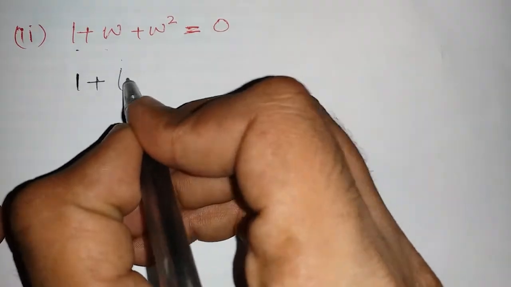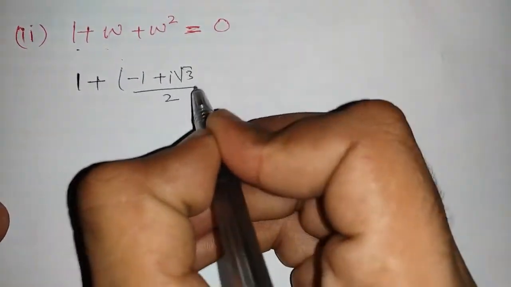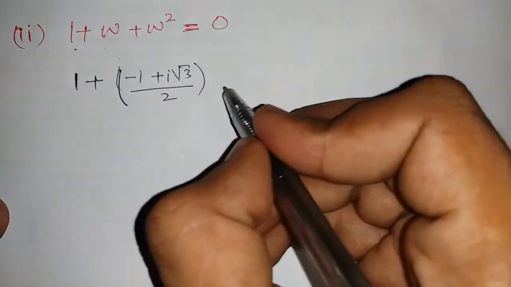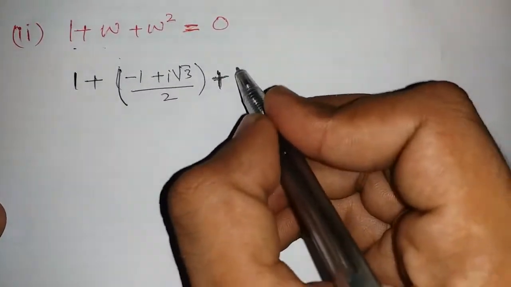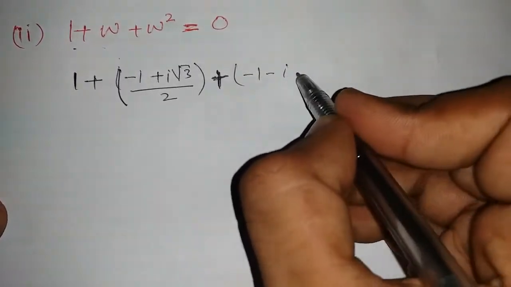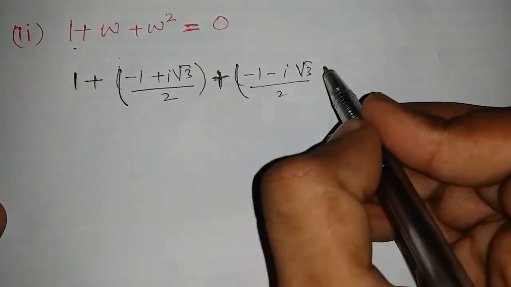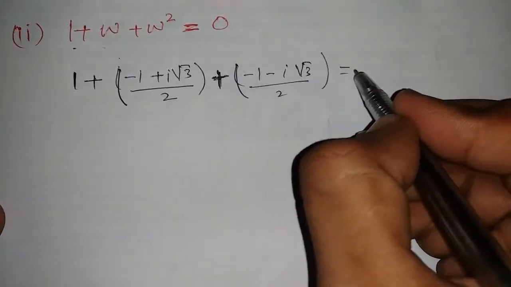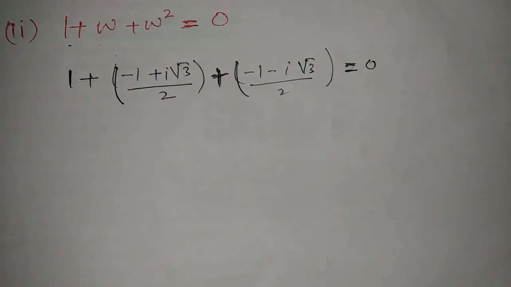1 plus omega. The value of omega is -1 plus iota square root 3 divided by 2, plus omega square. The value of omega square is -1 minus iota square root 3 divided by 2. It should be equal to 0. This is the second property.